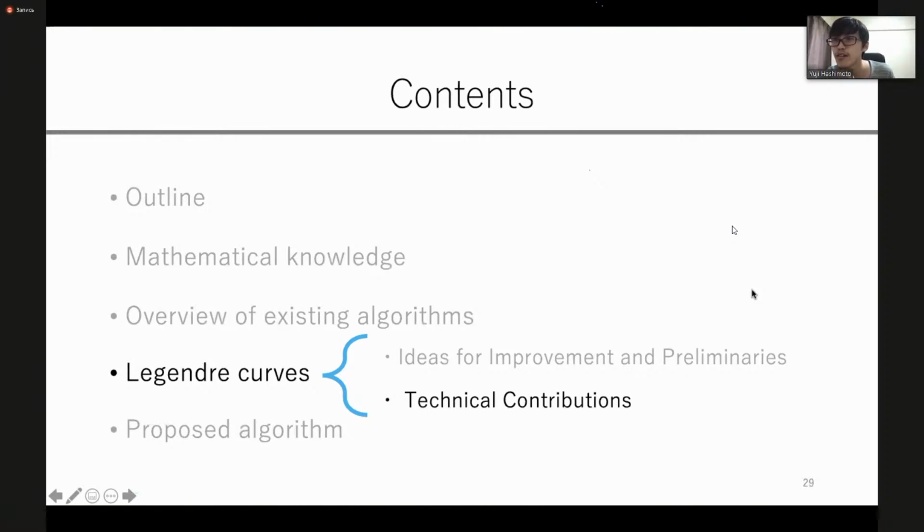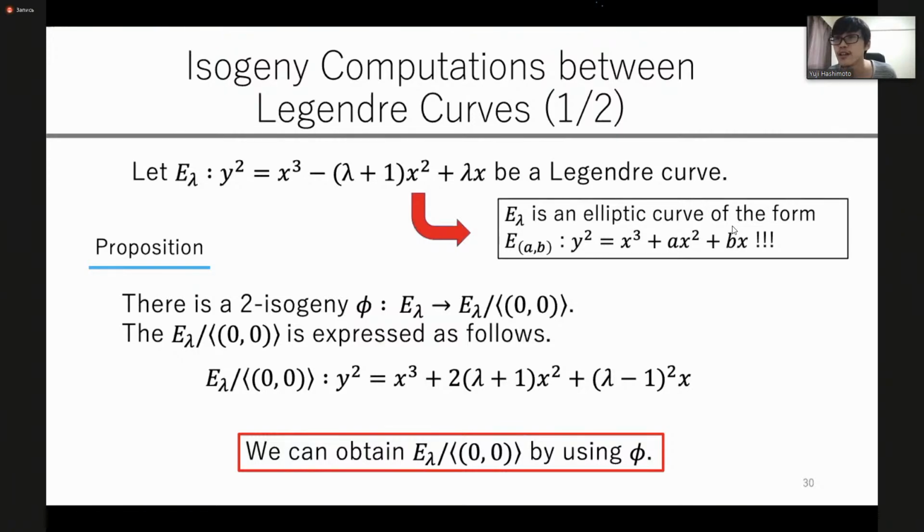We explain our technical contributions. A Legendre curve E_lambda is an elliptic curve of the form E_AB. There is a two-isogeny phi mapping from E_lambda to E_lambda over (0,0). E_lambda over (0,0) is expressed as follows. We can obtain E_lambda over (0,0) by using phi.